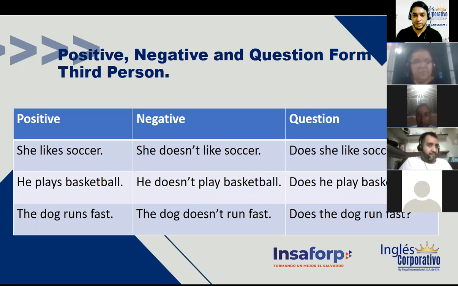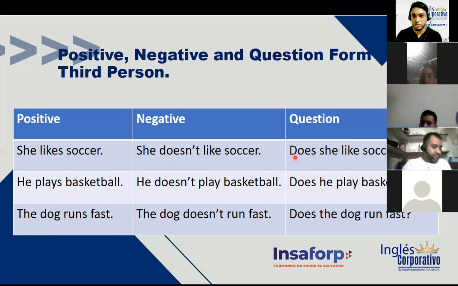Okay, guys, very good. When we use she, he, or it, pay attention to the verb, because we add the S. And for the negative form, we don't use the S because we are using the auxiliary does in the negative form. And as well in the question form, we use the auxiliary does, so we don't need the S in the verb.